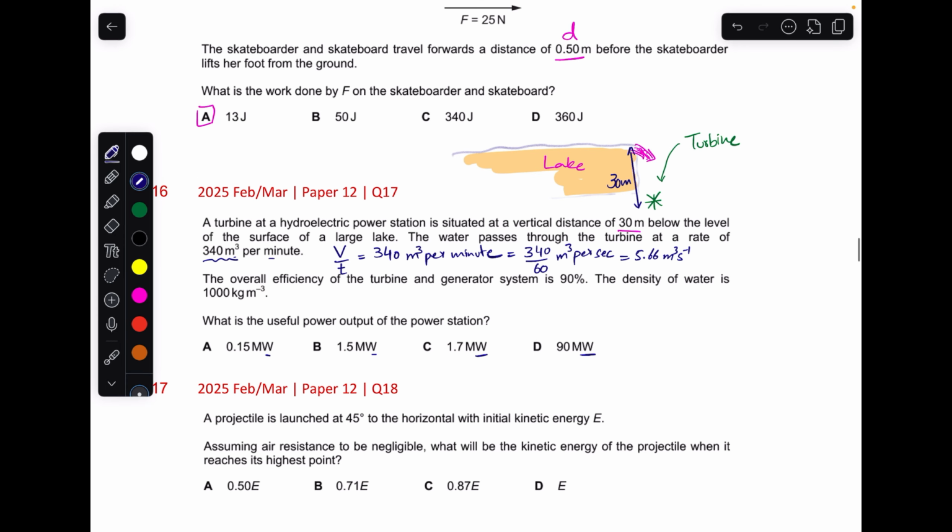Okay, so this we have, and the overall efficiency of the turbine and the generator is 90%. The density of the water is given. You have the density of water.